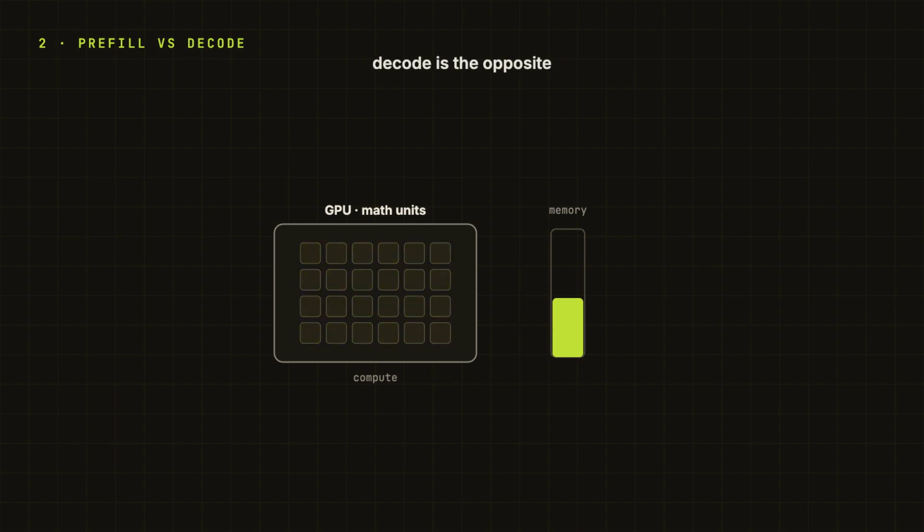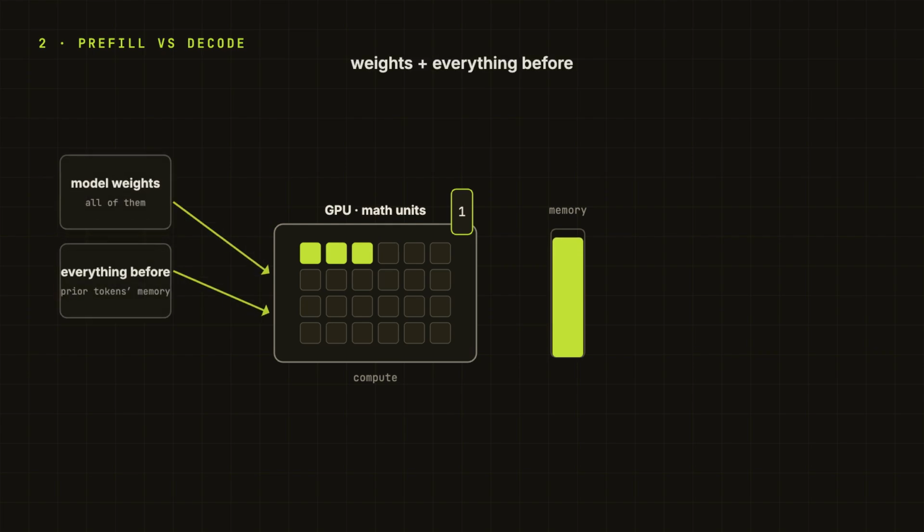Now, decode is the opposite. In decode, the model produces one token per step. So instead of a big wide matrix, each step is this thin little slice of work. One token going through the whole model, and the problem is not the math itself. The math is tiny. The problem is what it has to read to do the math. To produce even one next token, the GPU has to pull the model's weights and it has to read the memory of everything that came before.